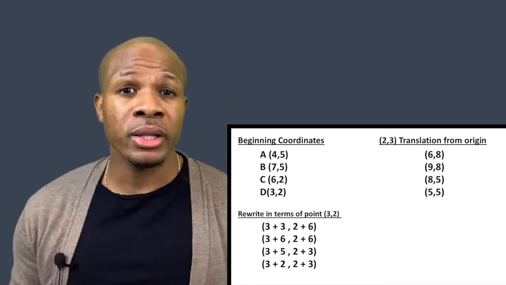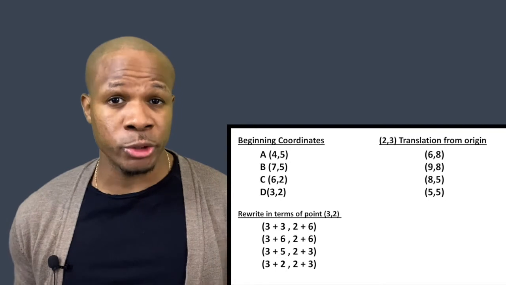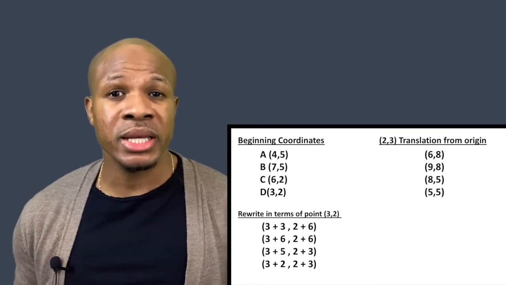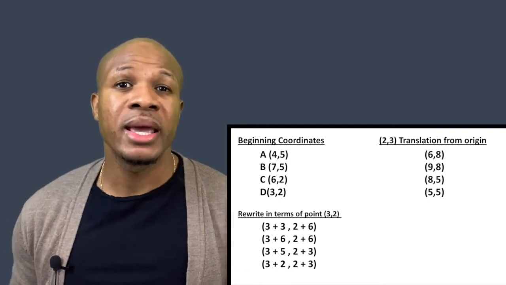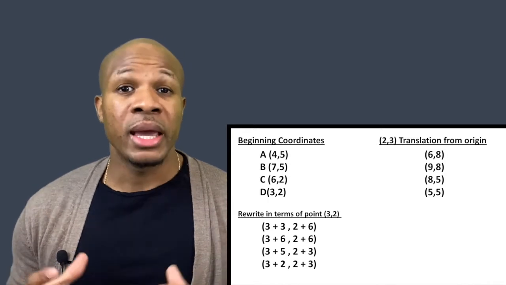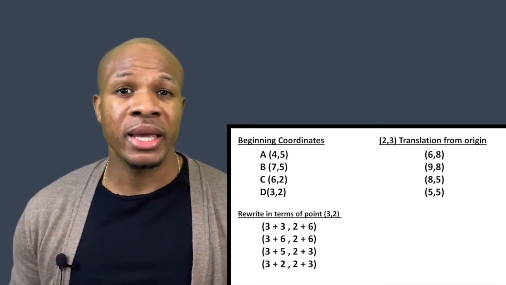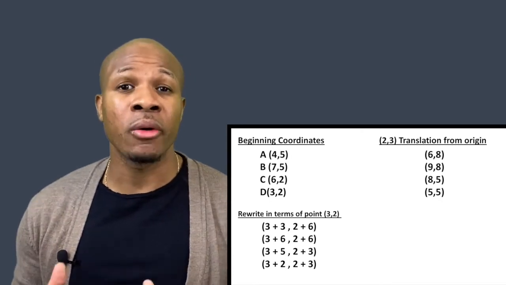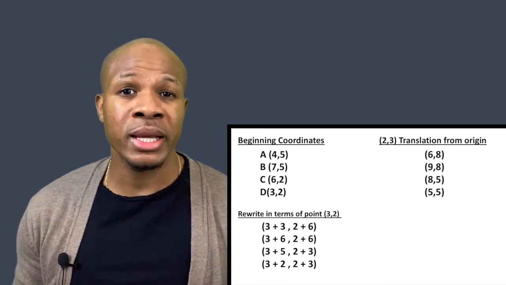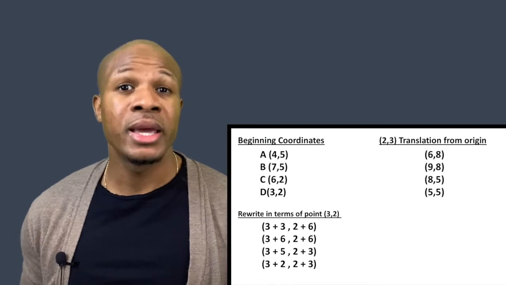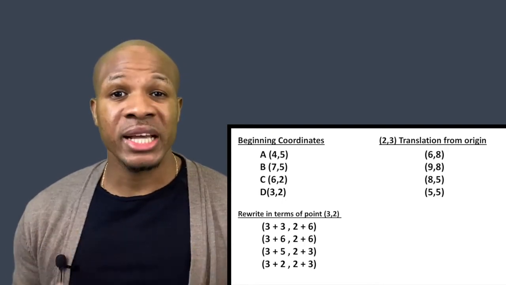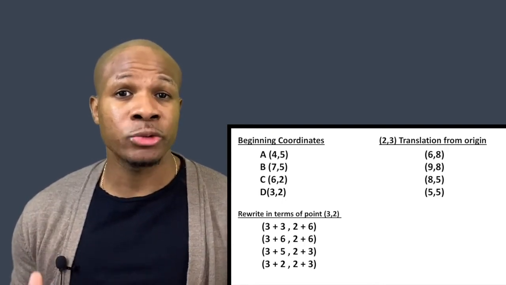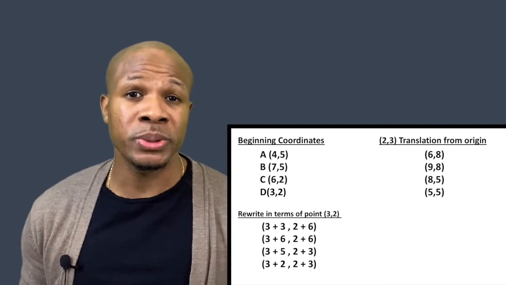So we're going to rewrite our coordinates relative to the point 3,2. We're going to write our point 6,8 as 3 plus 3 for the X and 2 plus 6 for the Y. And we're going to write our point 9,8 as 3 plus 6 for the X and 2 plus 6 for the Y. And our point 8,5, we're going to write that as 3 plus 5 for the X and 2 plus 3 for the Y. And our last point 5,5, we're going to write that as 3 plus 2 for the X and 2 plus 3 for the Y.